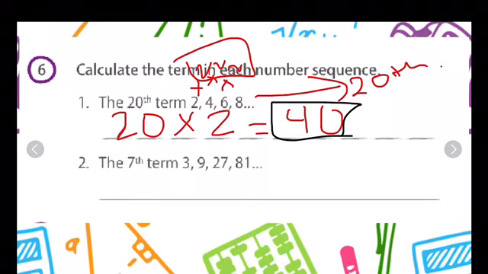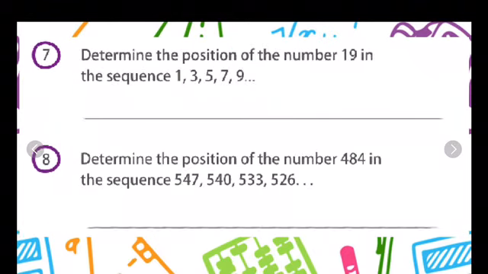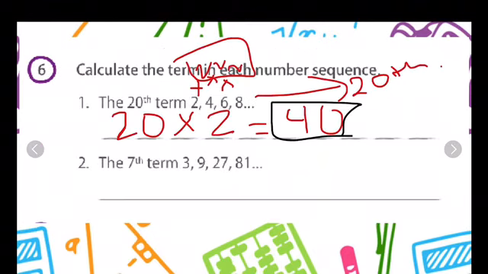It's better multiplying than adding one by one, trying to figure out all the way to the 20th term. Now let's see exercise number 2. What does exercise number 2 say? It says the 7th term. If you observe this, it starts at 3. 3 times 3, 9. 9 times 3, 27.